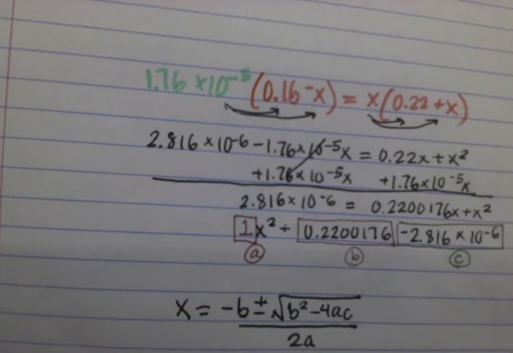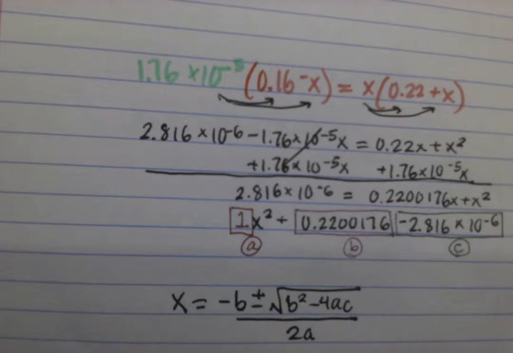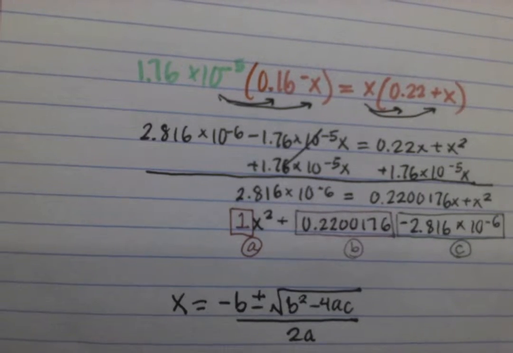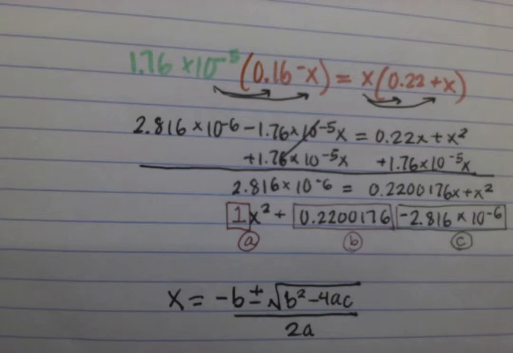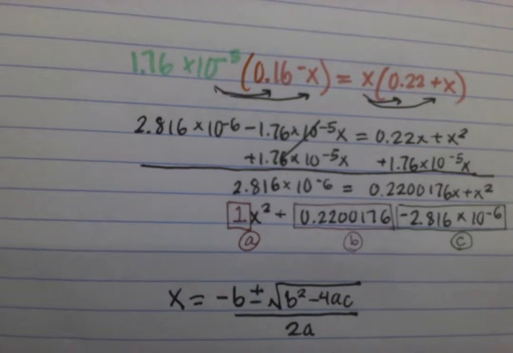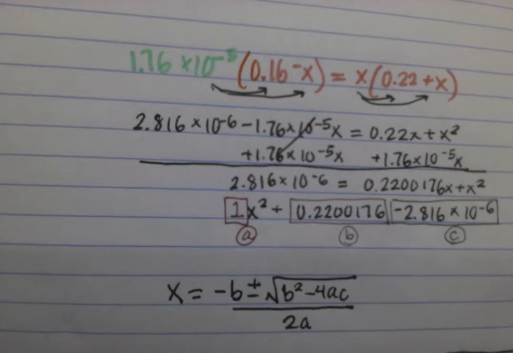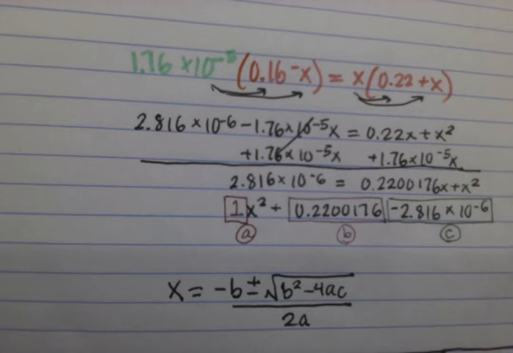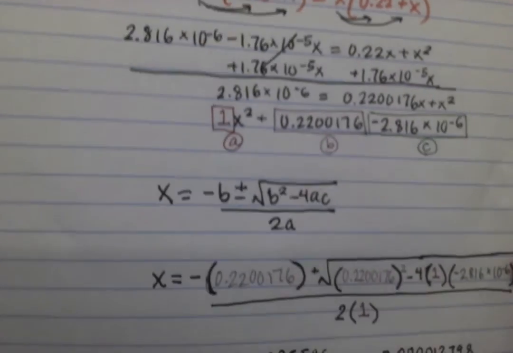We find the values of a, b, and c for ax squared plus bx minus c. The a value is 1, the b value is 0.2200176, and the c is negative 2.816 times 10 to the negative 6. We use the quadratic formula, which is x equals negative b plus or minus the square root of b squared minus 4ac over 2a. For the x value to be positive, we use the plus sign and we don't use the minus sign in between the negative b and the square root of b squared minus 4ac in the quadratic formula.